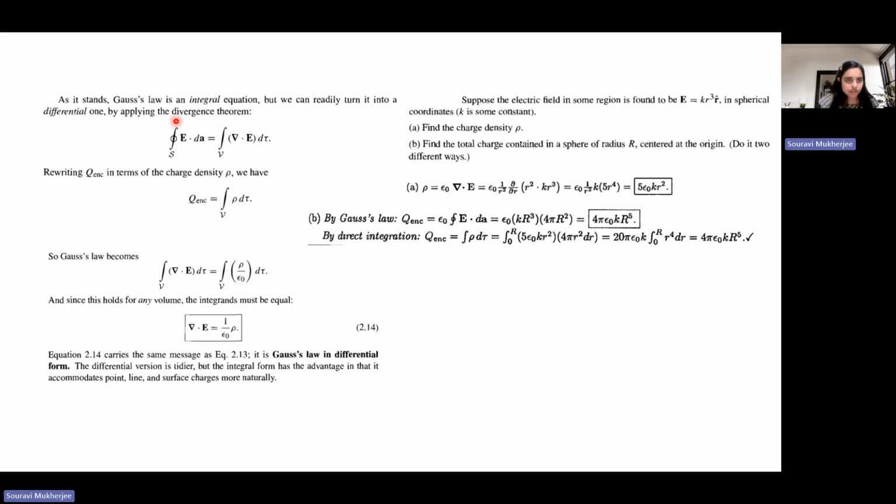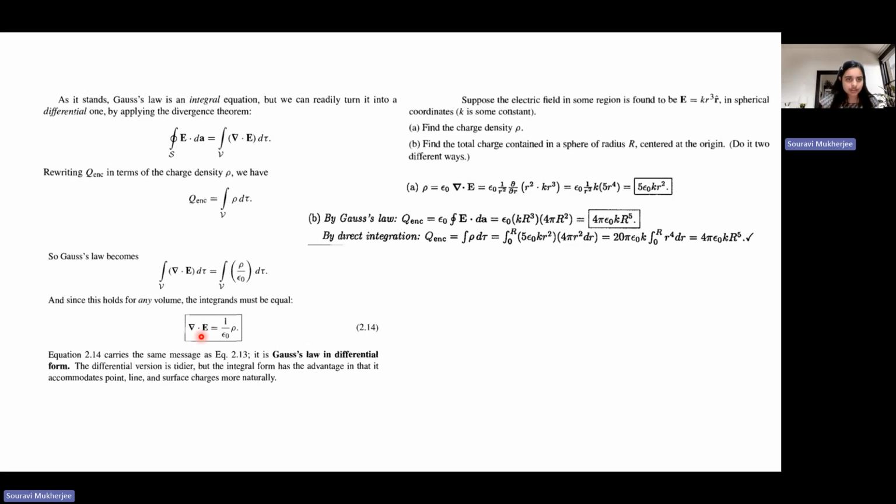So here we use the theorem called the divergence theorem, which relates a surface integral to a volume integral. By using this, you can actually go from the integral version to the differential version of Gauss's law. So that's what was done. You can write the enclosed charge as the integral of rho d tau and compare the two. As you can see, this is in the differential form because you're taking derivatives of the electric field. Divergence of E is given as rho by epsilon naught, and it's the first Maxwell equation.